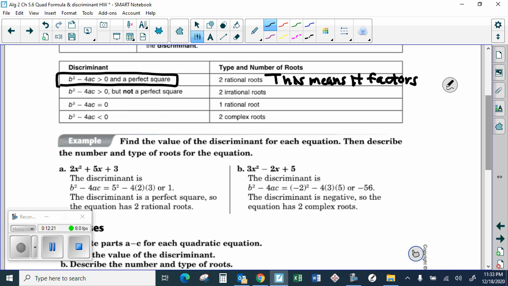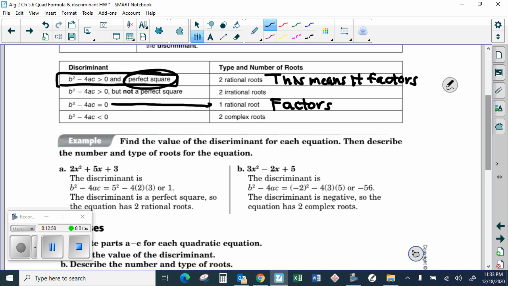If it's anything else, if it's not a perfect square, it's not going to factor. If it's 0, it would factor as well. Factors. And complex is not going to factor. I pause because it technically could factor if it was a perfect square, but we did not teach you here.